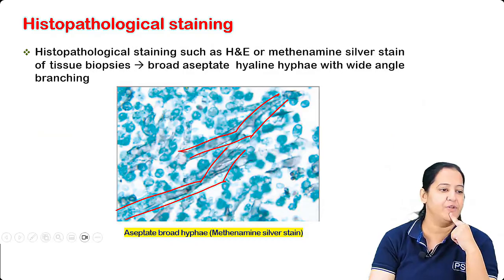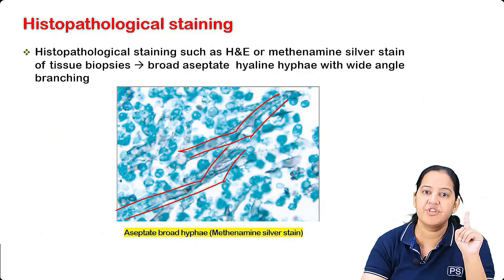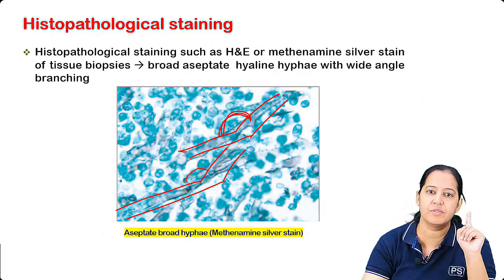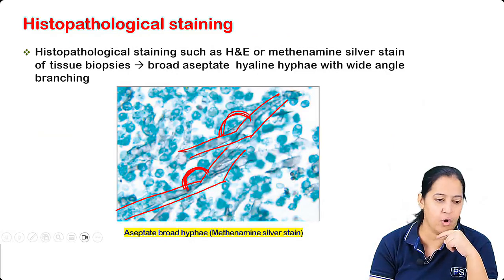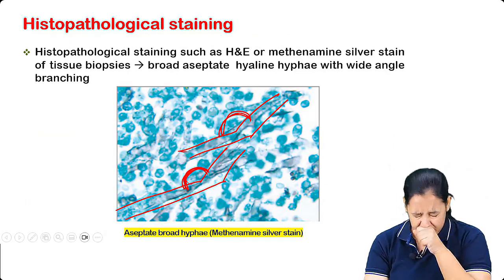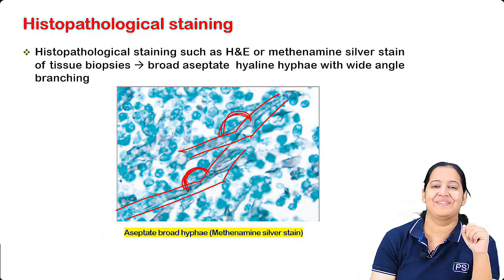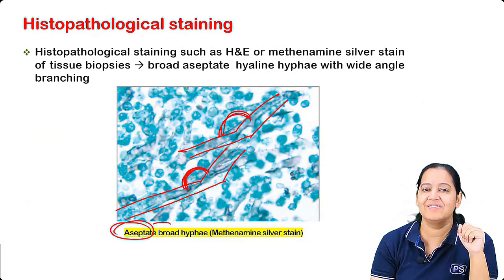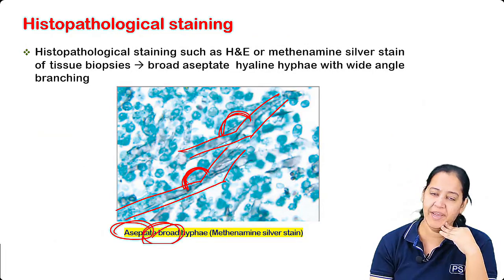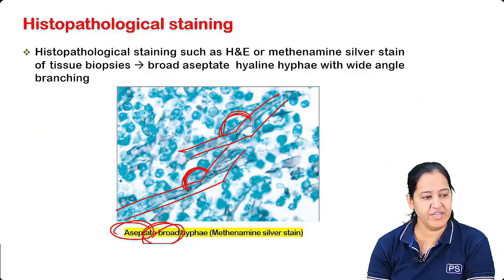I want you to appreciate that these are non-septate. They are broad. Appreciate the branching. The branching is obtuse. Say yes. And appreciate they are non-septate. I'm really sorry, you can see these are aseptate. These are broad, and the branching is also obtuse. So that is the thing.